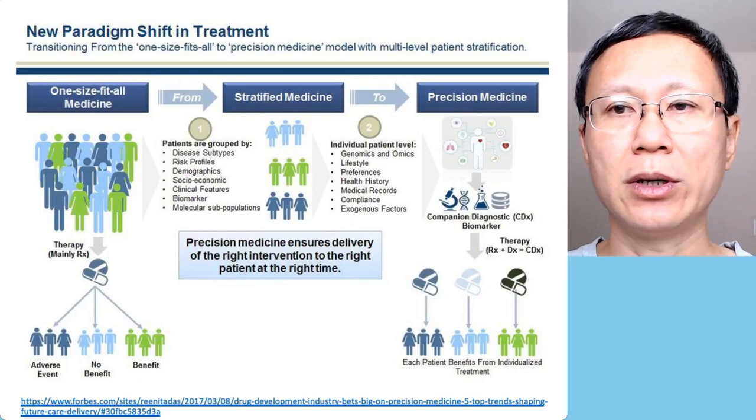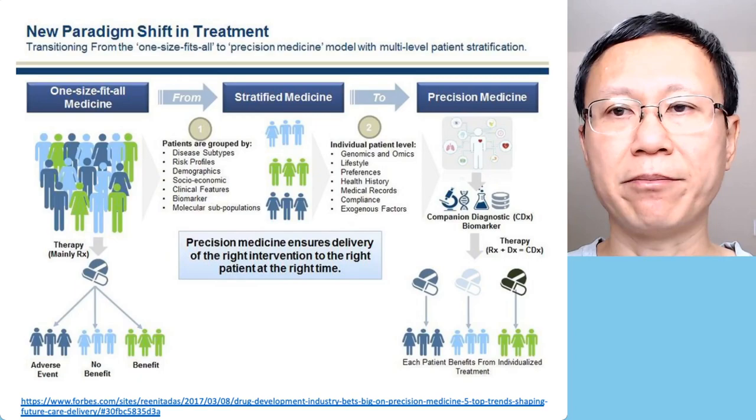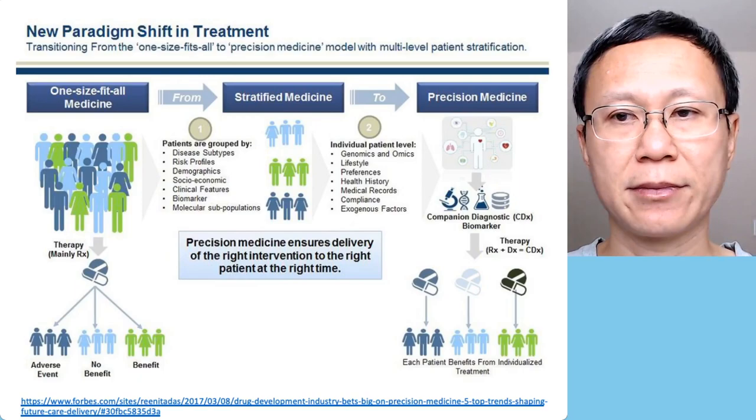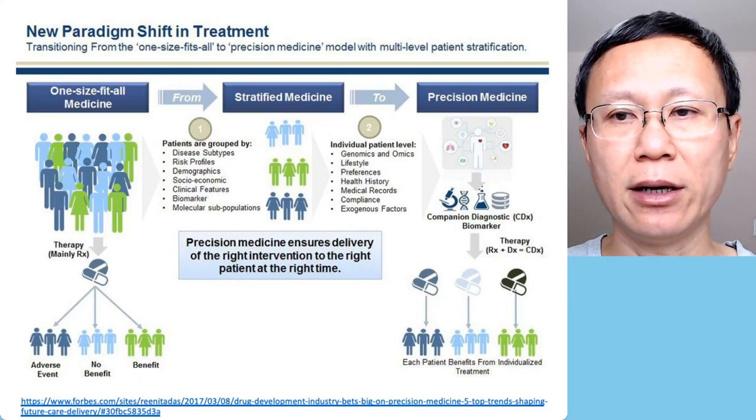It needs multiple-level patient stratification. In order to implement this stratified medicine and precision medicine, we need to understand the patients, we need to understand the medicine, we need to understand the process of fighting against diseases. Therefore, we need a lot of data. Precision medicine tries to ensure the delivery of the right intervention to the right patient at the right time.